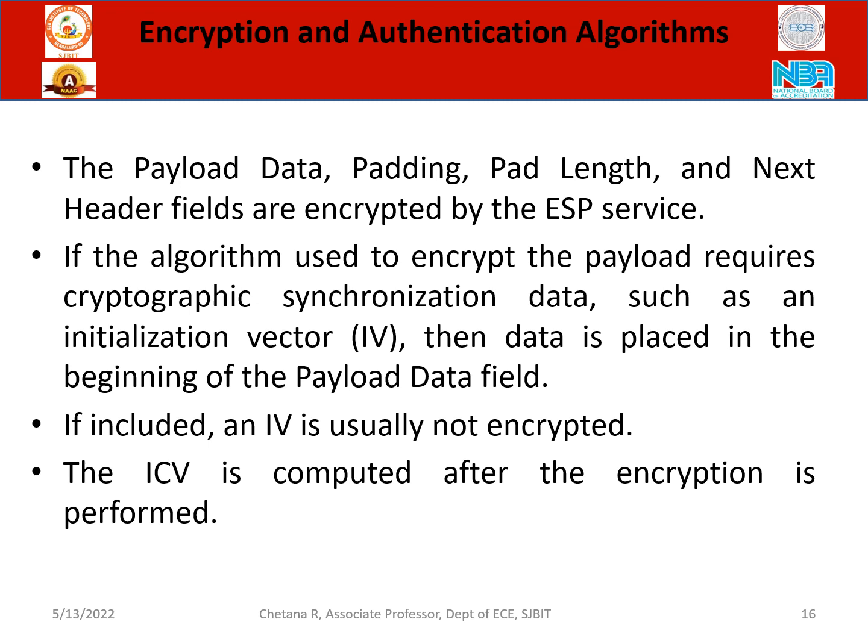If the algorithm used to encrypt the payload requires cryptographic synchronization data such as an initialization vector, then that data is placed at the beginning of the payload field. That means most of the time we need to do the encryption, right? Encryption is done with the key and the plain text. So we have the plain text, which is the payload. We don't have the key. In that case, how will it start the encryption process? How will it begin? So the initialization vector comes into the picture.